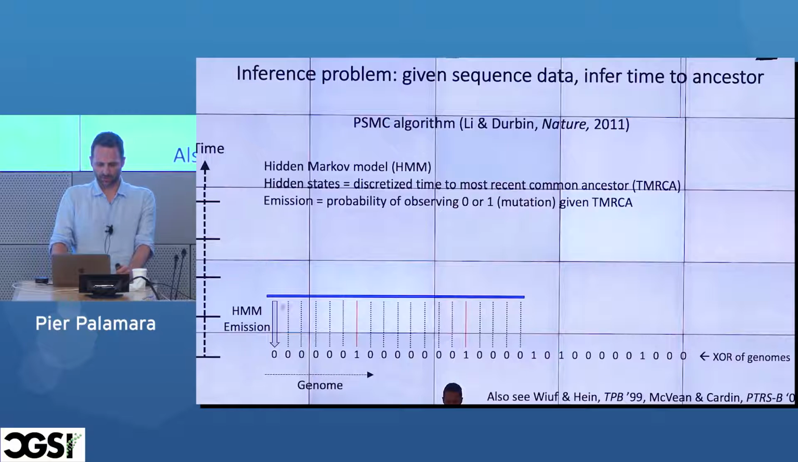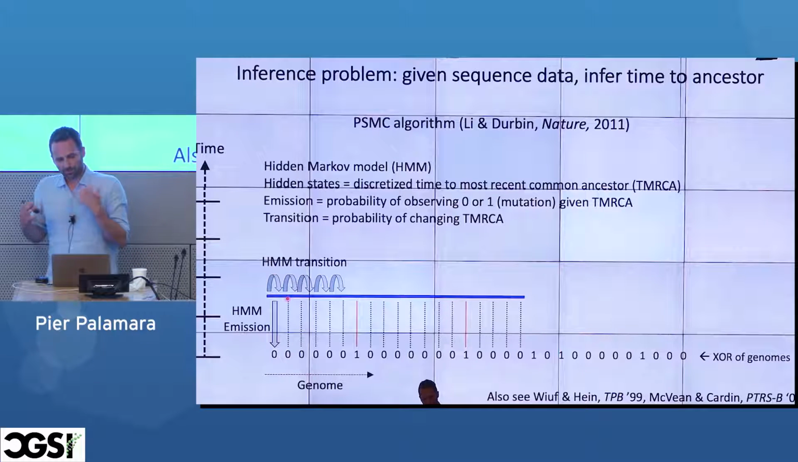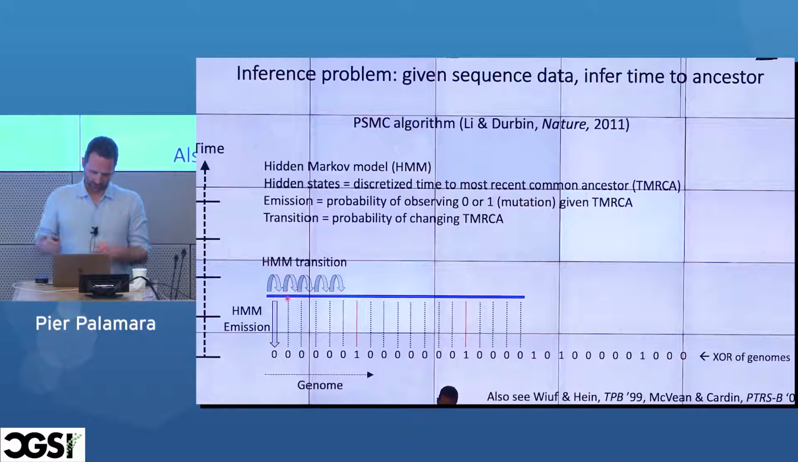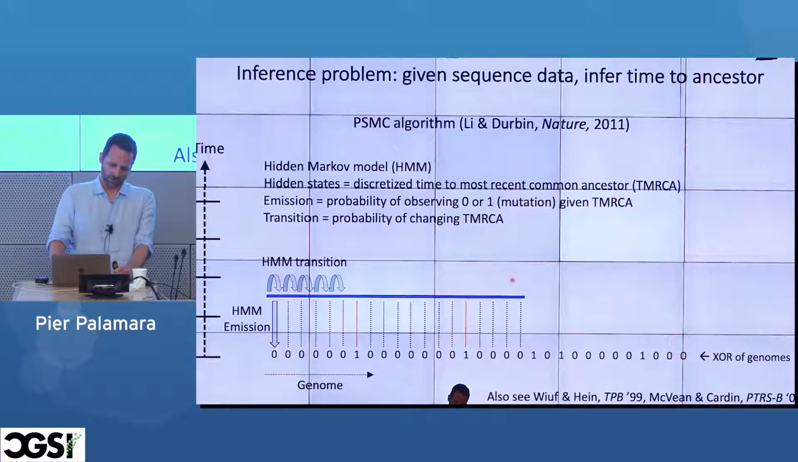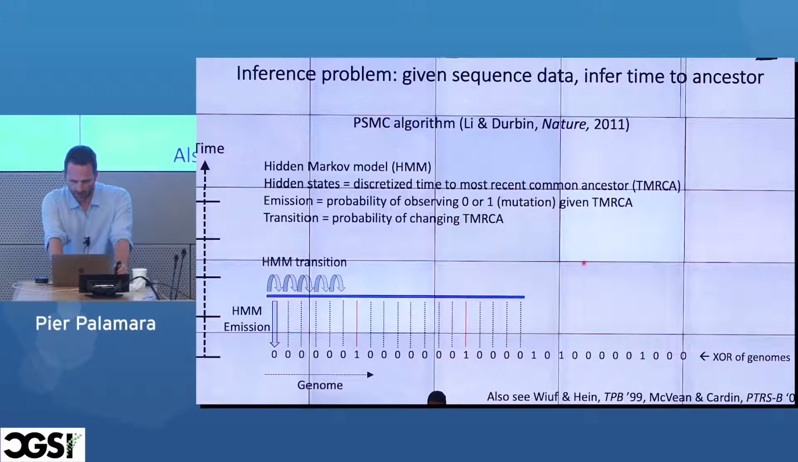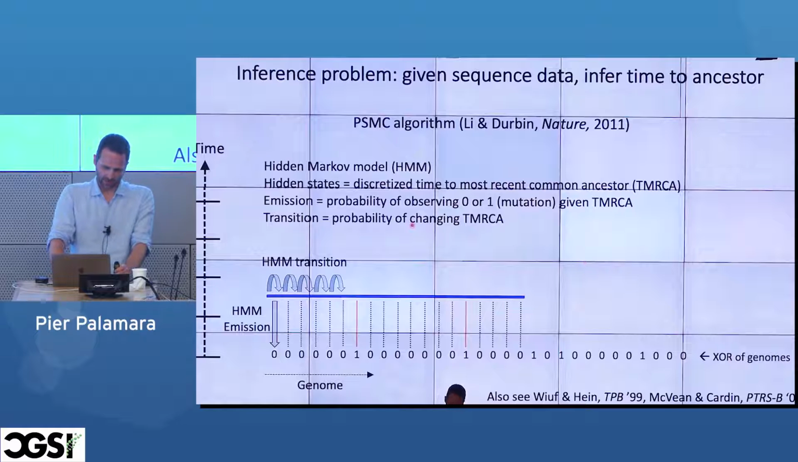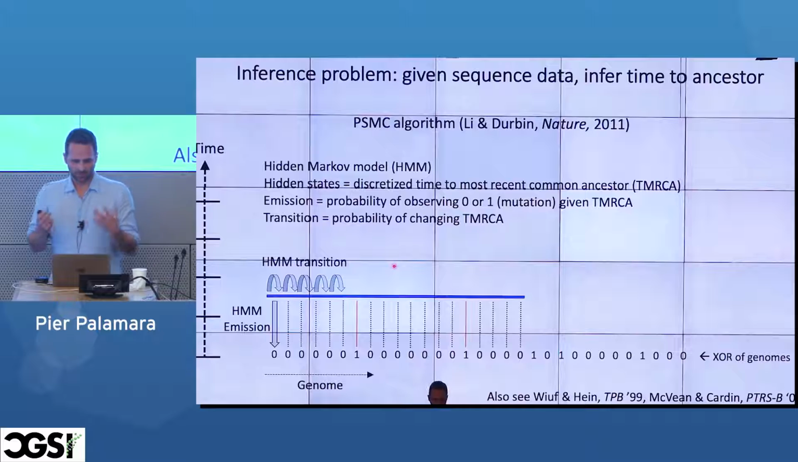So the emission is quite easy to write. The transition is a bit more messy. You have to write a few expressions about the probability of coalescing at each time point within each interval, recombining, and then coalescing somewhere else. But it's doable. It's actually quite fun. And eventually you get some kind of matrix that describes the transition probability. So that's the two main components that we need.